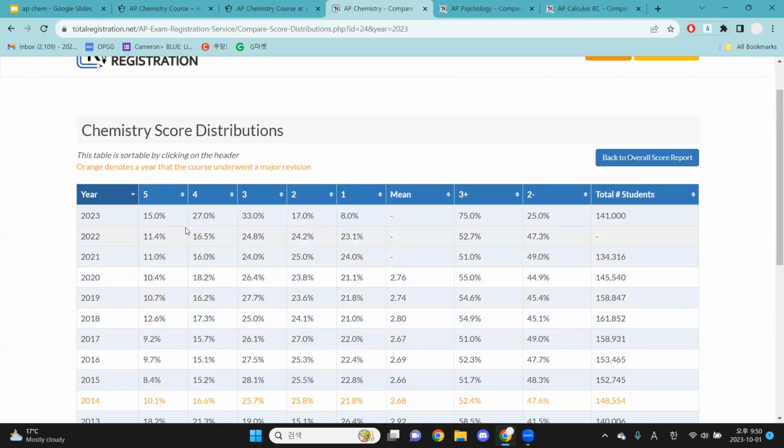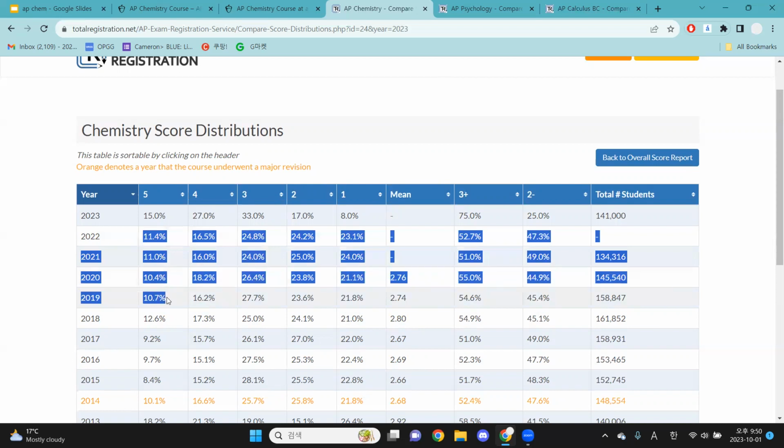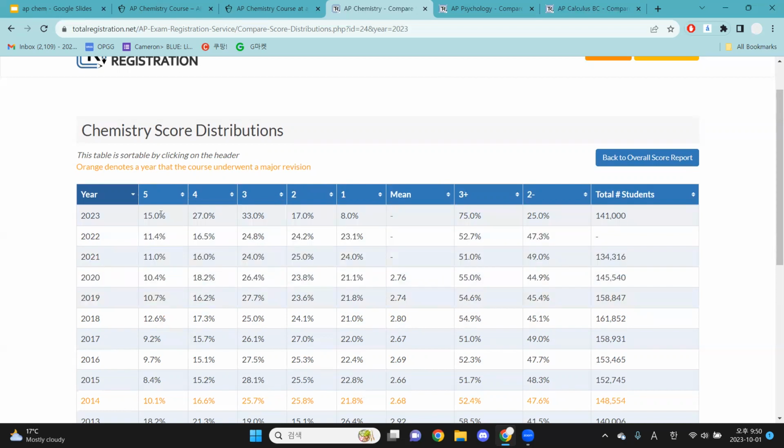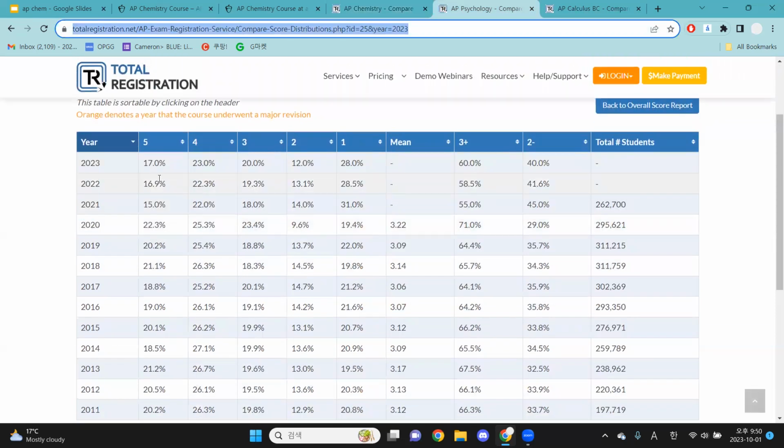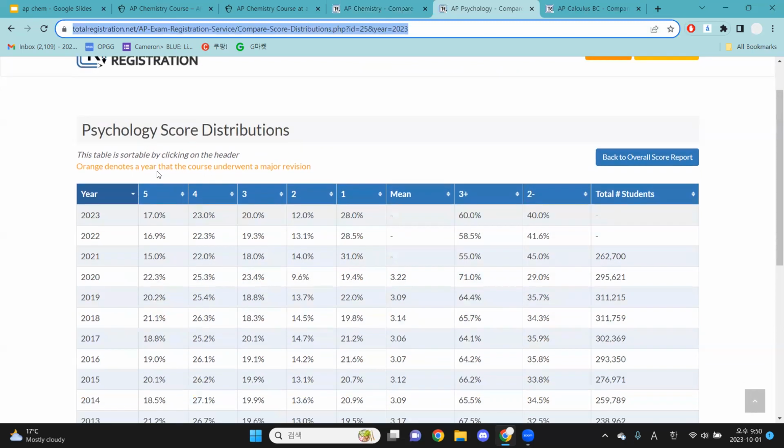So as you see, AP Chem is generally a really difficult exam where only around 10% of the population who took the exam get a 5. And so I'll compare it with other exams. So AP Psych, maybe a lot of you have taken it or maybe are taking. And it's probably the best one to compare to in terms of difficulty.